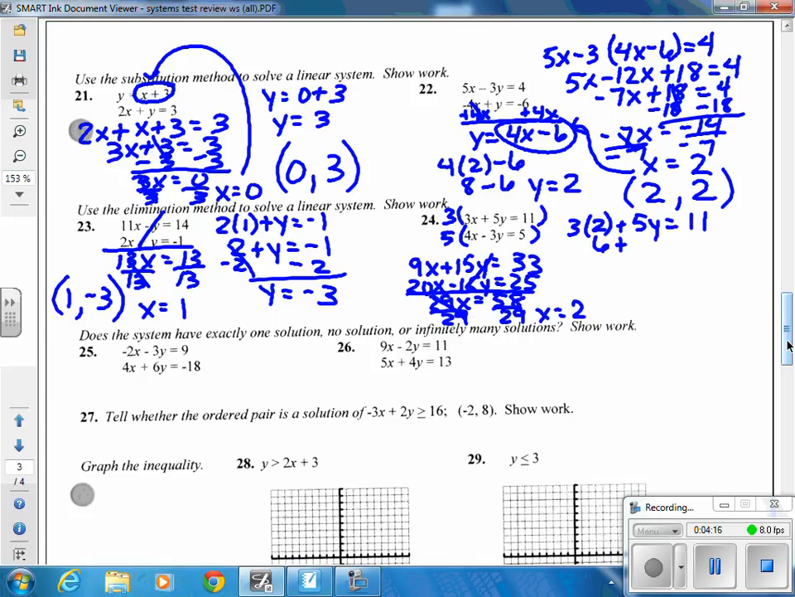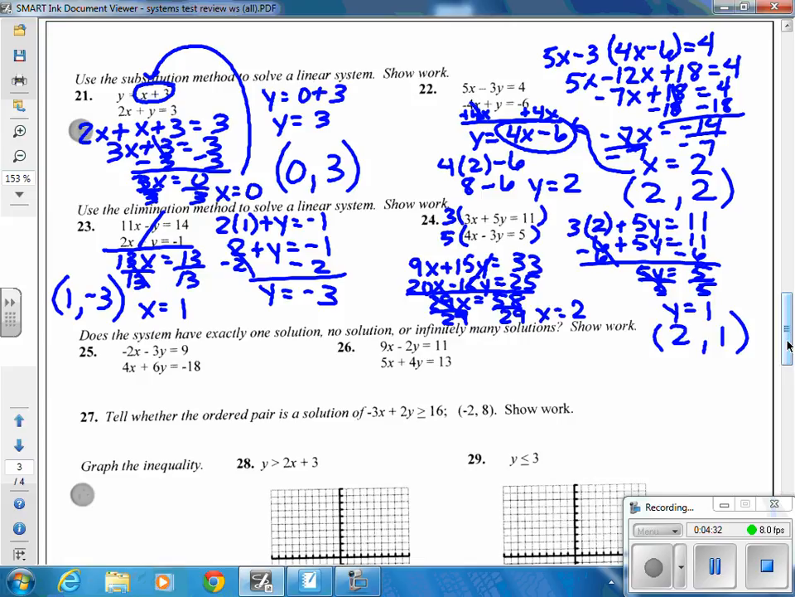So this is 6 plus 5y equals 11. Subtract your 6. So now you've got 5y equals 5. Divide by 5, and you get y equals 1. So put the two together, and your answer for number 24 is going to be the ordered pair of 2, 1.